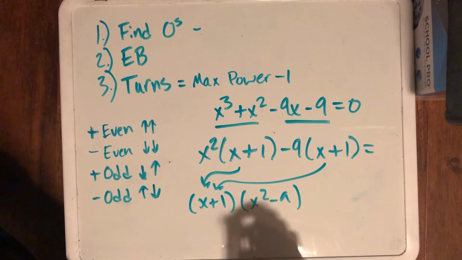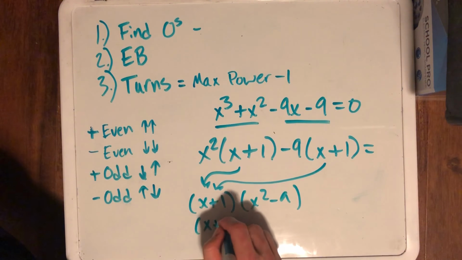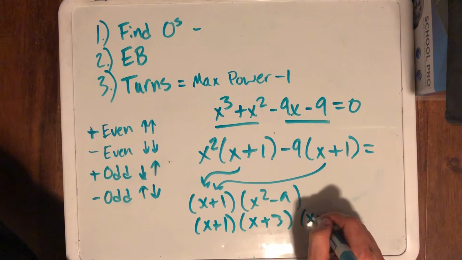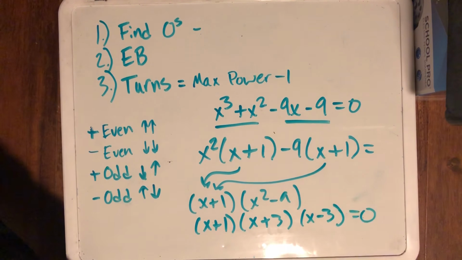Again, we have a perfect square here, so we can factor it a little more. We have x plus 1 and then x plus 3 and x minus 3, all of that equal to 0. So hopefully, again, you guys are catching on to this pattern now.